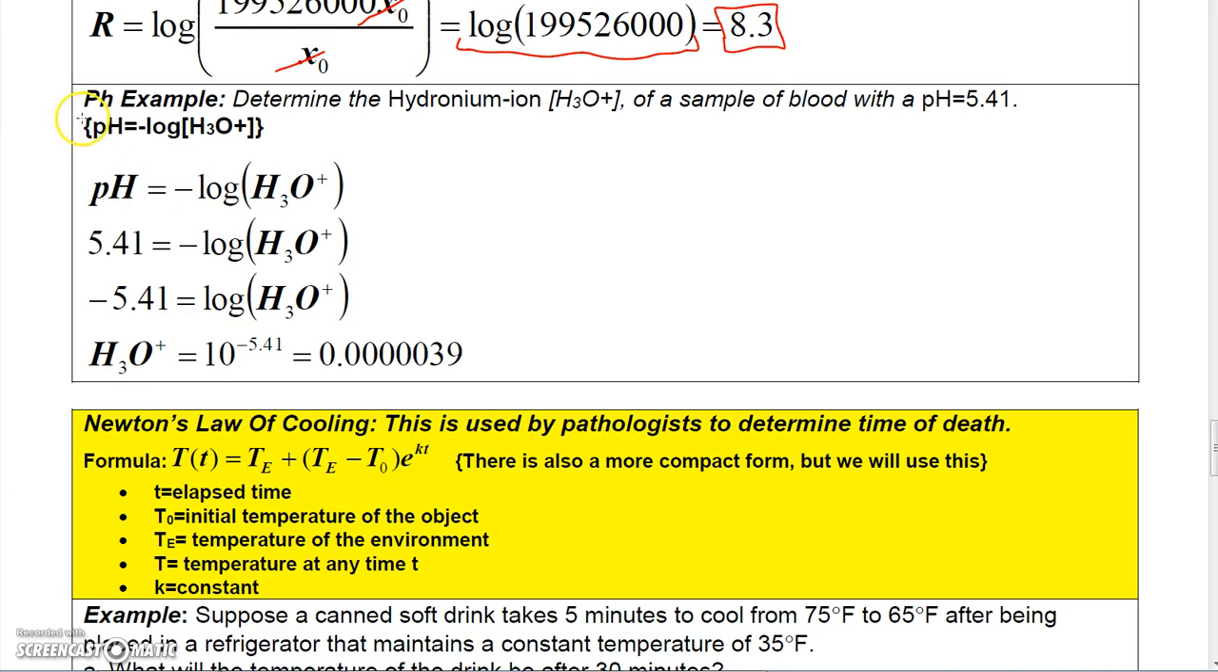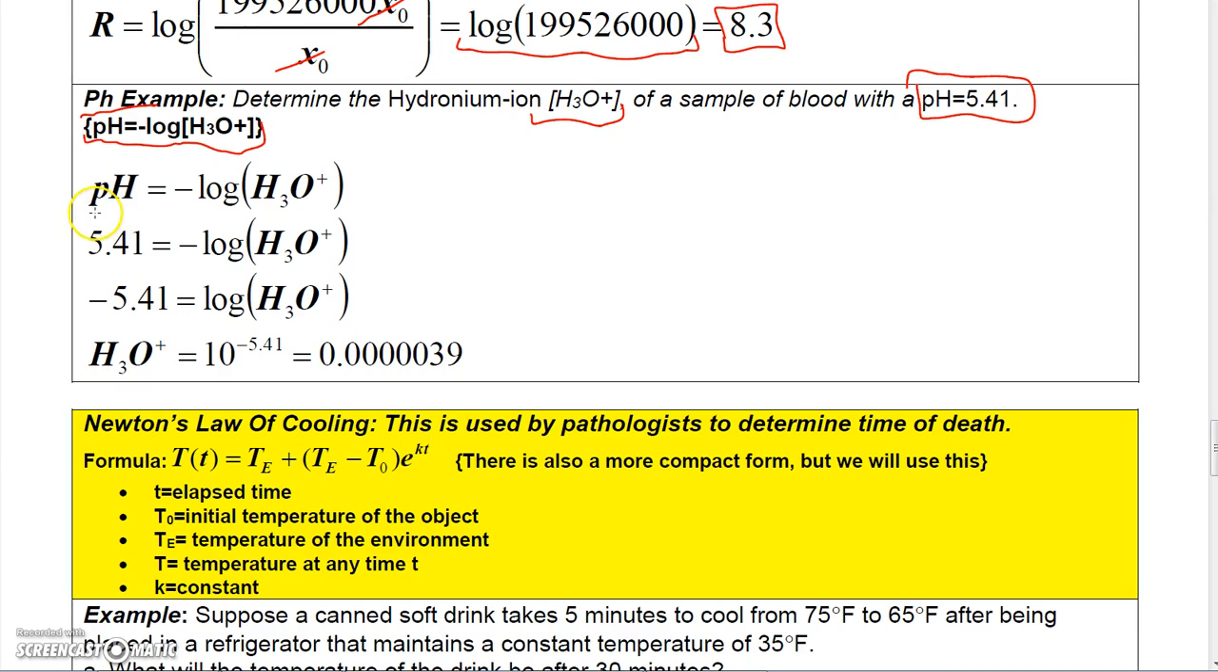Now, pH is another example. There's a formula based on the hydronium ion involved in pH. So basically, the relationship is that pH is equal to minus the common log of the amount of hydronium ion. So if you're given a particular pH, can you find the value of the hydronium ion?